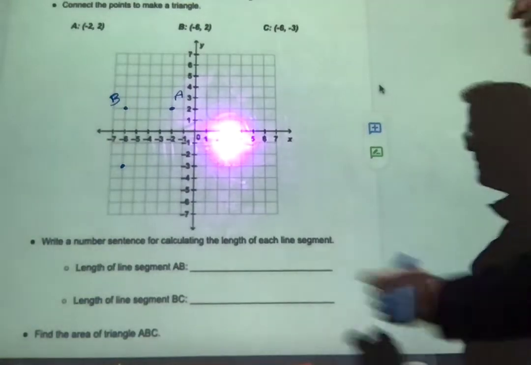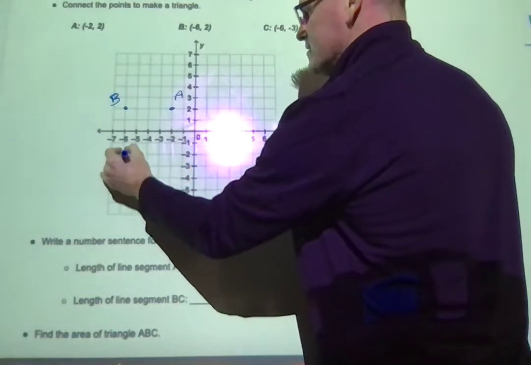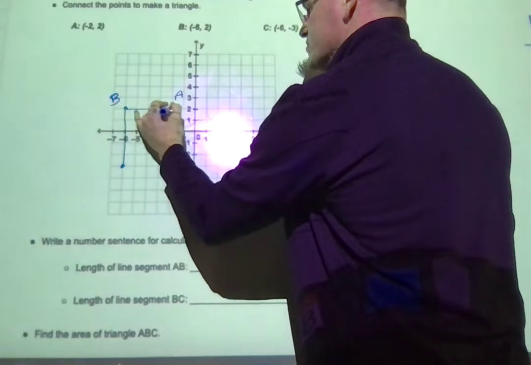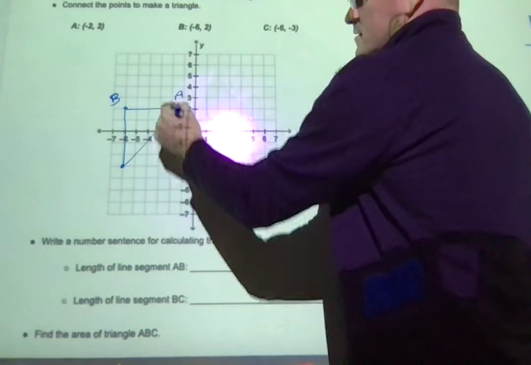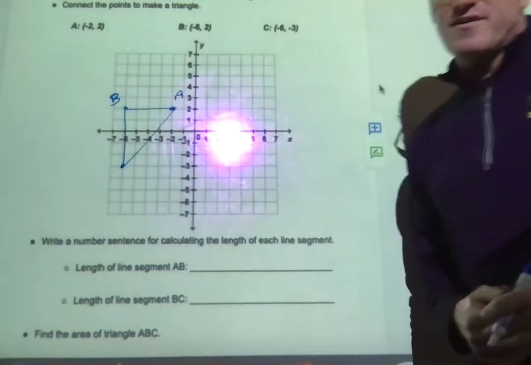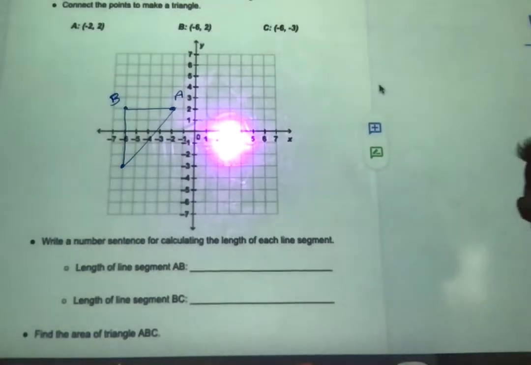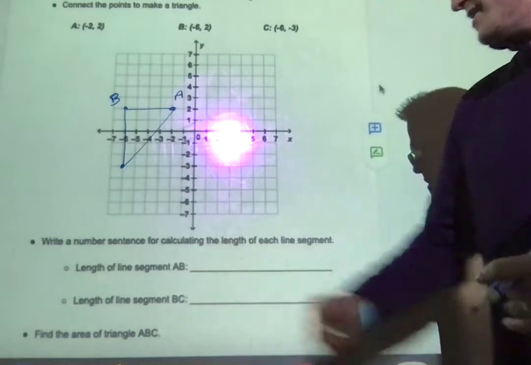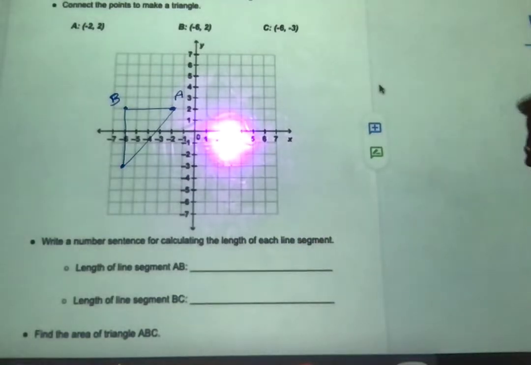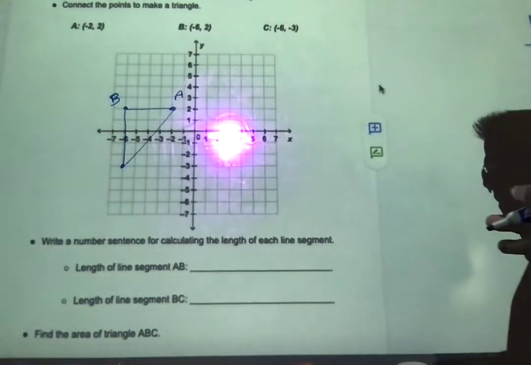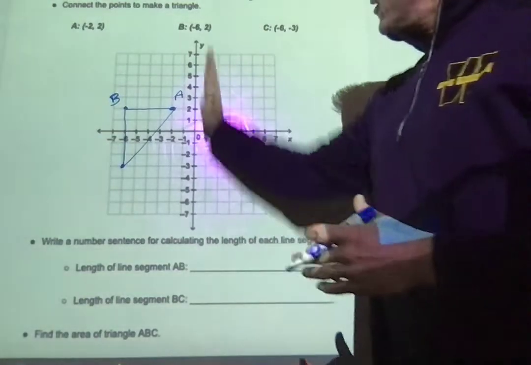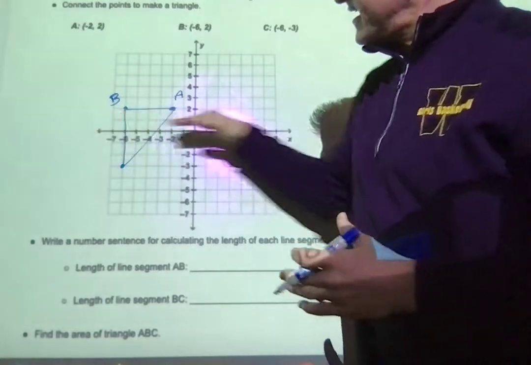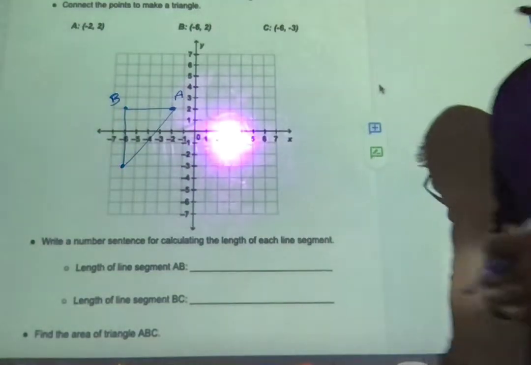And again, I'm going to go ahead and connect these to make the triangle. Okay, you could use a ruler or a straight edge if you'd like. Okay, so we've got our points there, and we've got our triangle ABC. And our job right here is to write a number sentence to calculate the length of each line segment. And remember, this is an absolute value situation where we can compare to these 0 lines, either here or in this case on the x-axis, to see how long these things are.